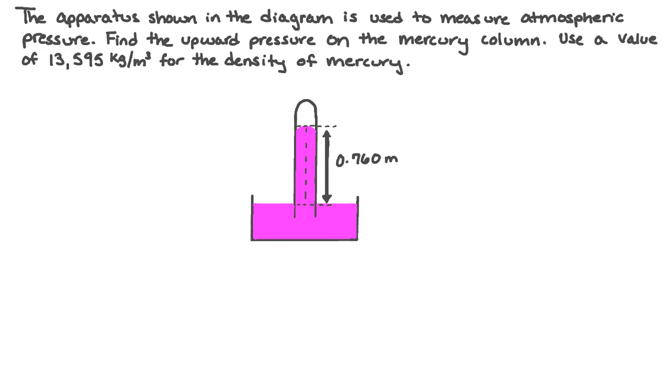The apparatus shown in the diagram is used to measure atmospheric pressure. Find the upward pressure on the mercury column. Use a value of 13,595 kilograms per meter cubed for the density of mercury.